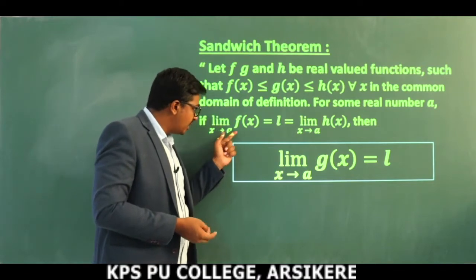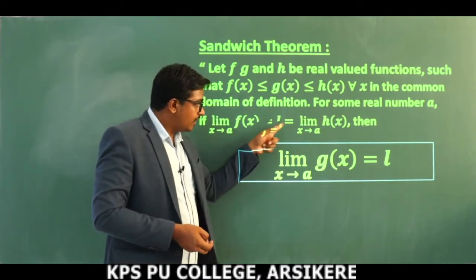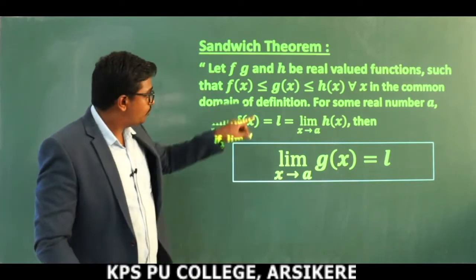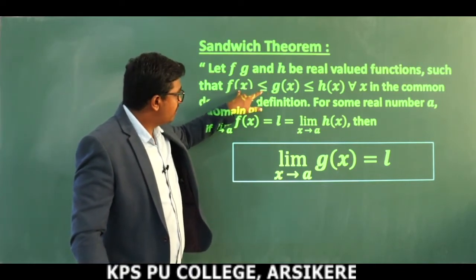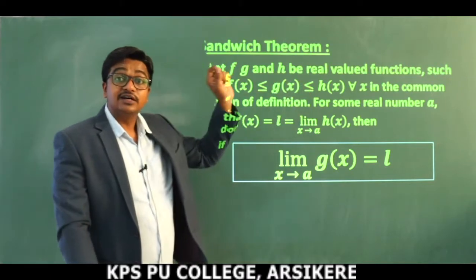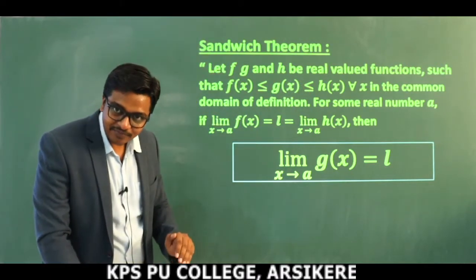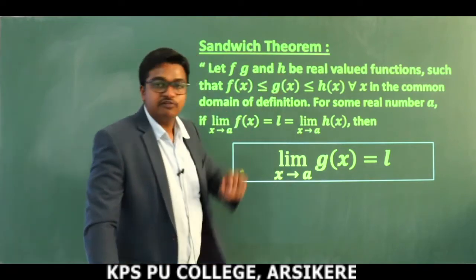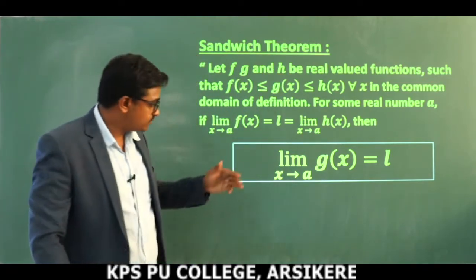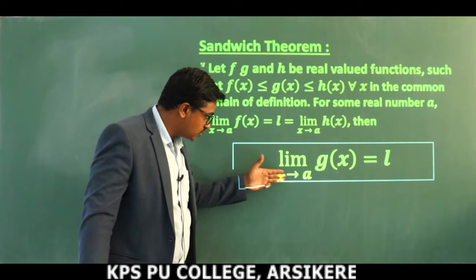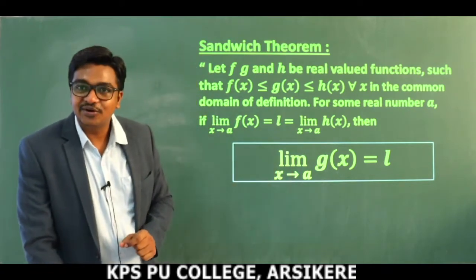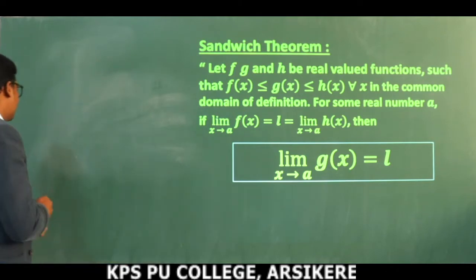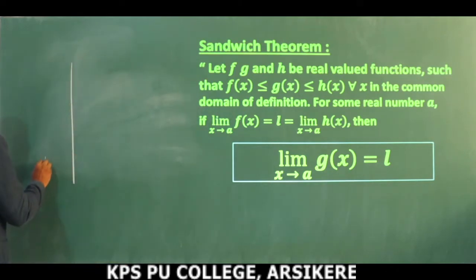Again, the limit as x tends to a of f of x is L, and the limit as x tends to a of h of x is also L. So both the limit of the function f of x as well as h of x is L. At the same time, that limit is also applicable to the middle function, g of x. That's why the limit as x tends to a of g of x is equal to L.